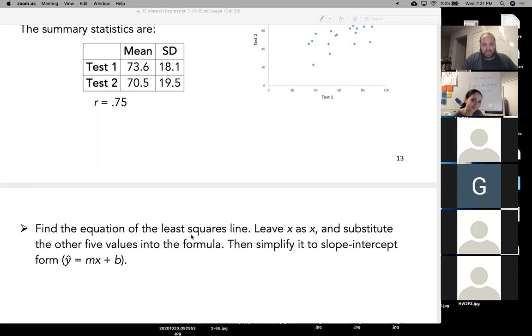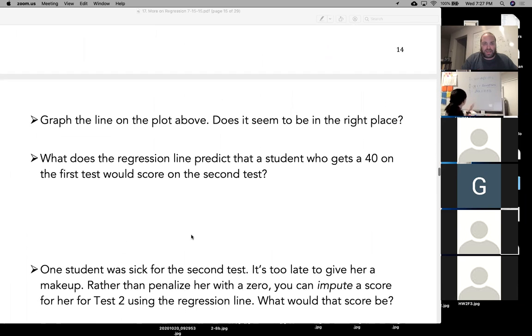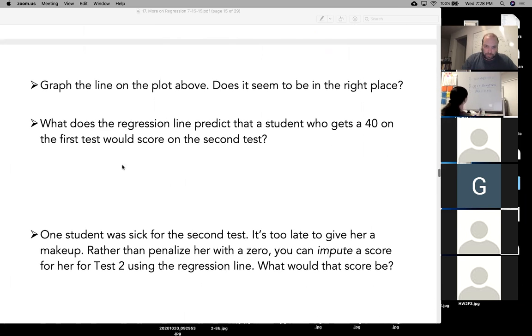So it said find the equation of the least squares line. We just did that. Graph the line above. We just did that. Now, better question. What does the regression line predict that a student who gets a 40 on the first test should score on the second test? How would I figure out that one? Unfortunately, Solaire just erased her equation, which we can use for this. Oh, I can write it again. It's okay. So what does the line predict?